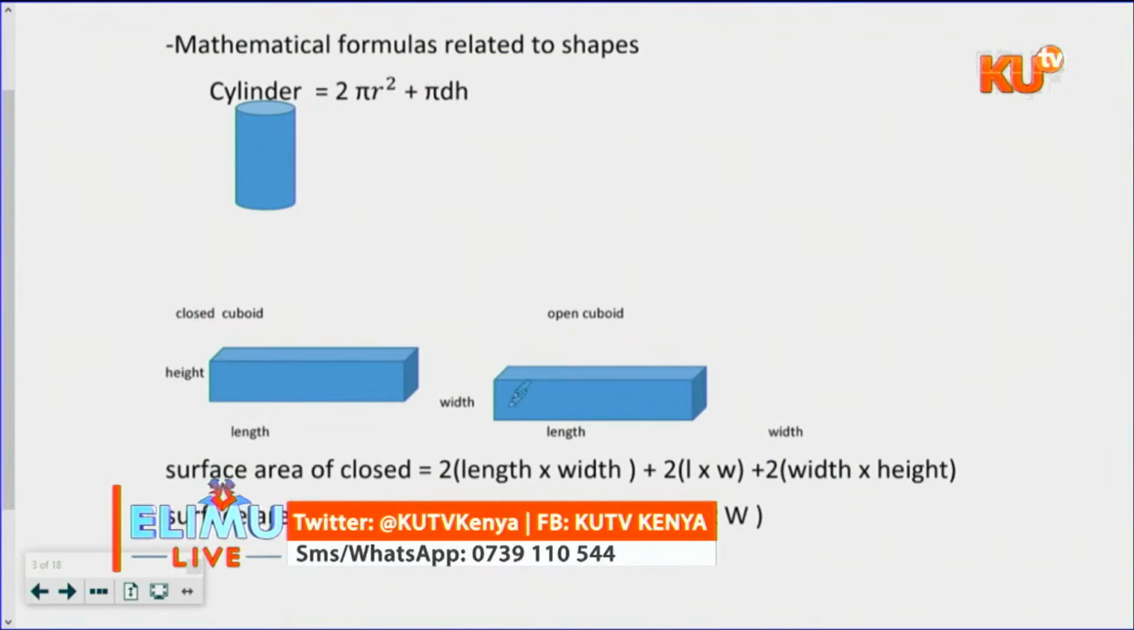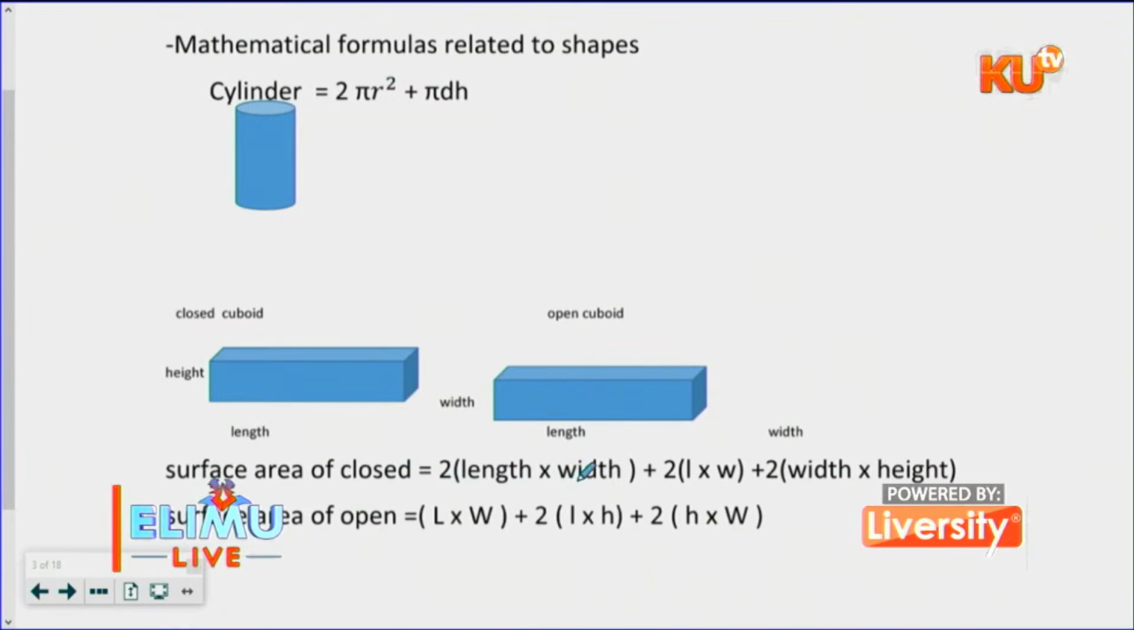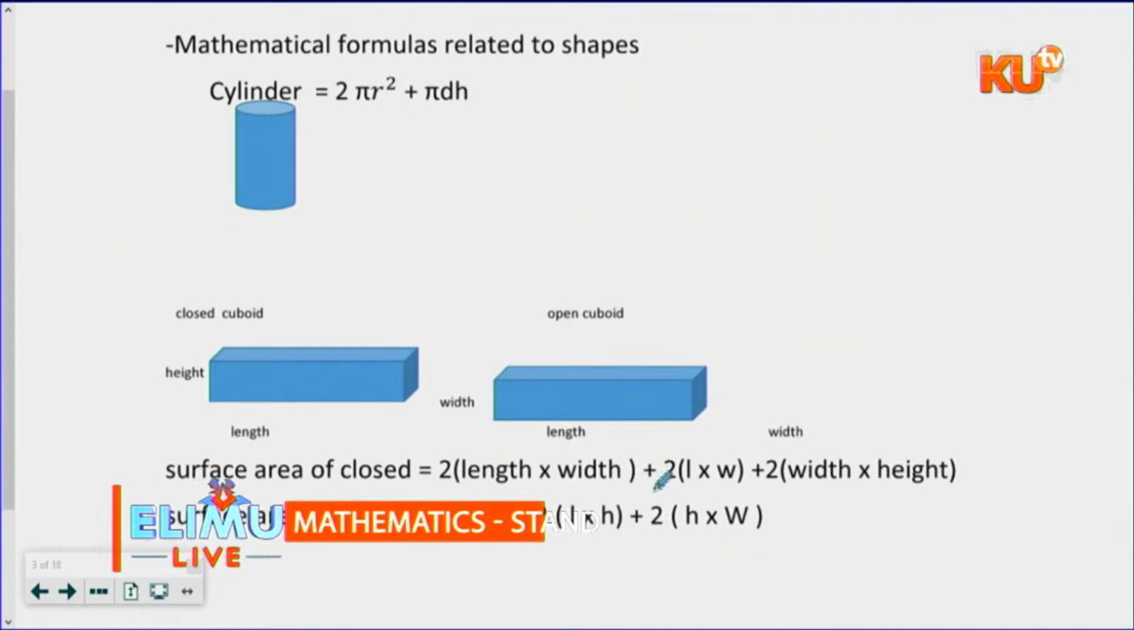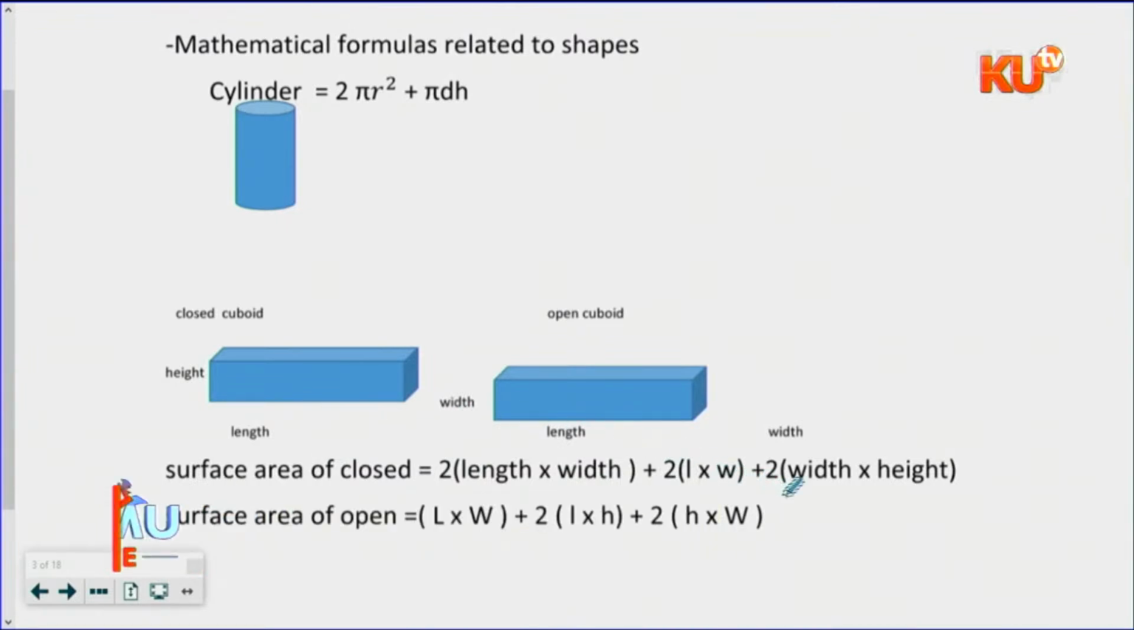We'll say surface area equals 2 into length times width. That is the area of top times 2. Plus the area of the other side, 2 into length times width. Then plus 2 into width times height.